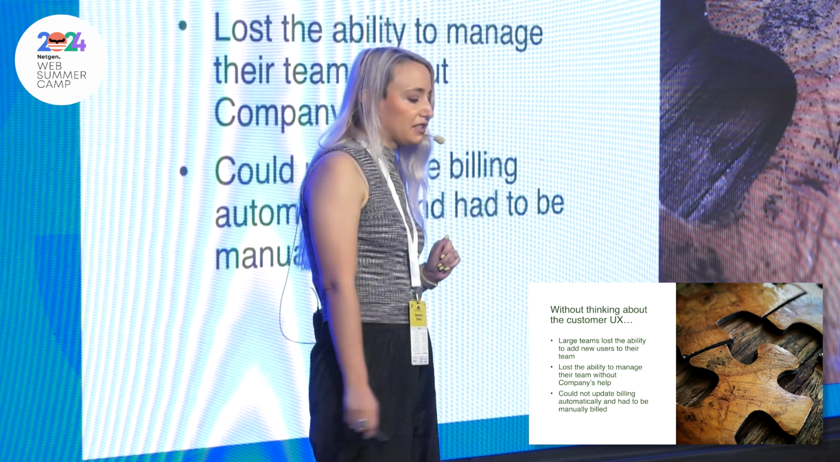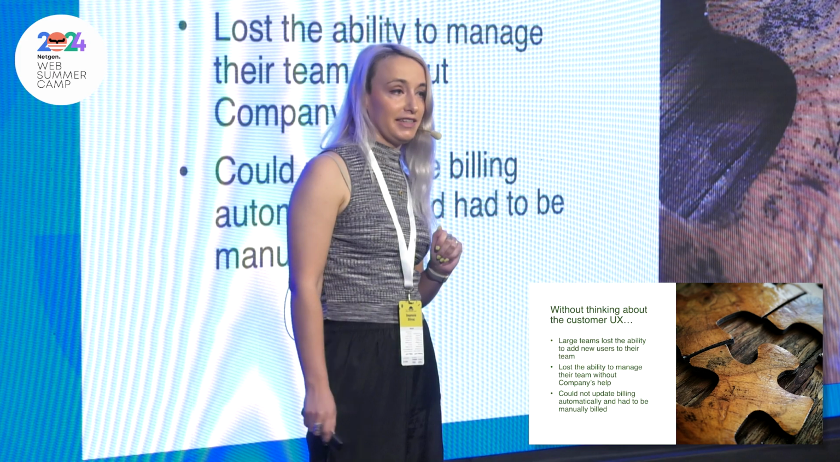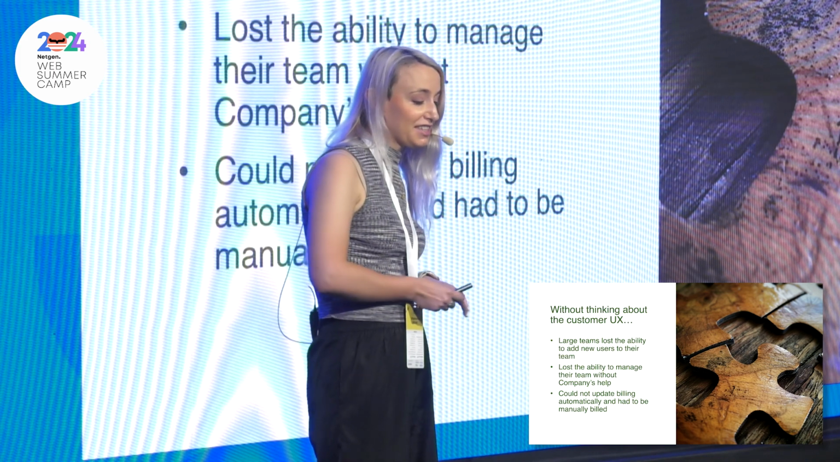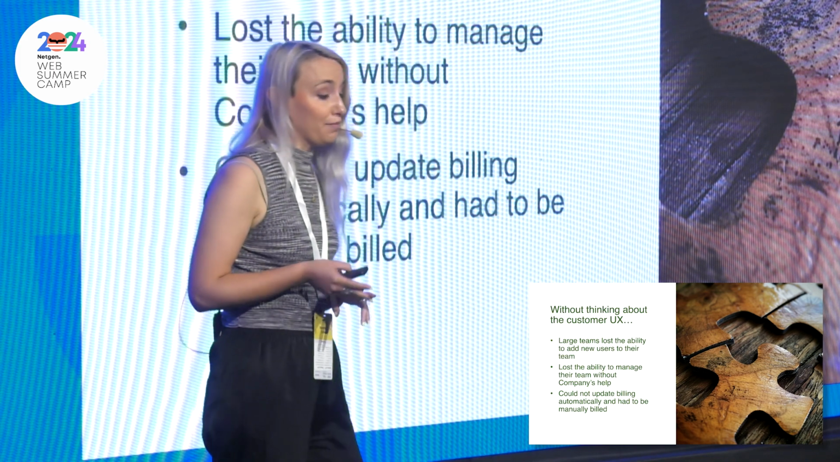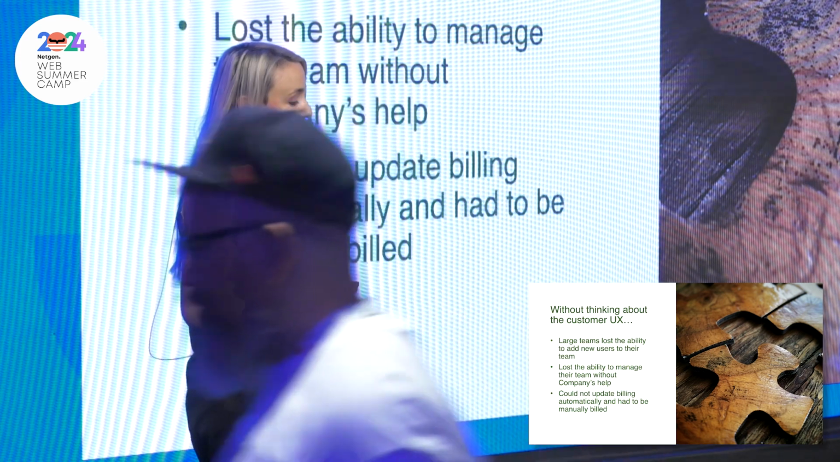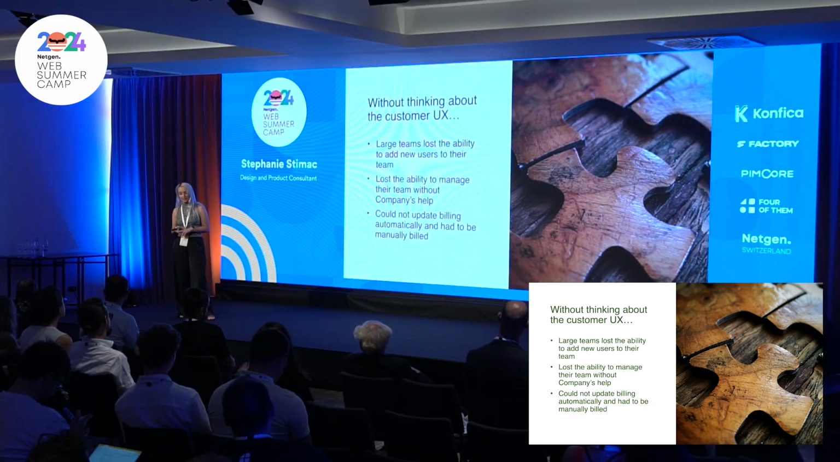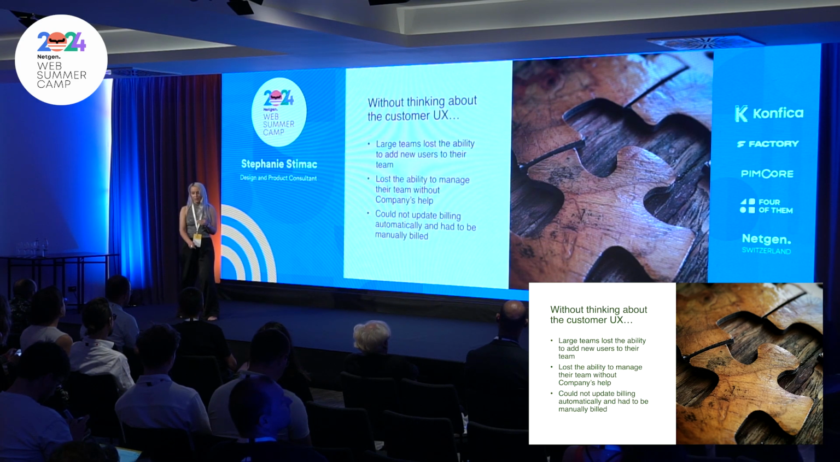Our highest paying customers with large teams lost the ability to add new users to their team. They lost the ability to manage their team without Company A's help. They couldn't update their billing automatically. They had to be manually billed, which led to a loss of revenue for Company A because there was no good way to track it, and no one was updating the spreadsheet monthly.